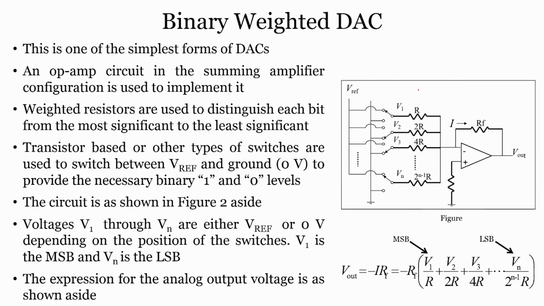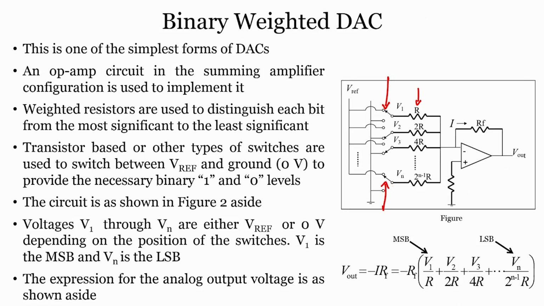These are the resistors which are R, 2R, 4R up to 2 raised to minus n R, each bit from the most significant to the least significant. Now, transistor-based or other types of switches are used to switch between V reference and ground, to provide the necessary binary 1 or 0.